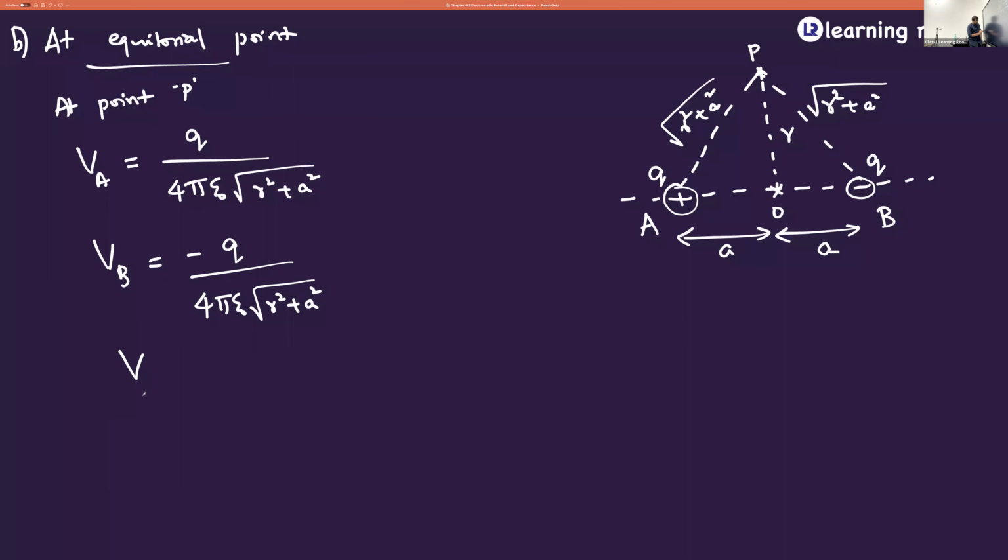So the total potential at point P is going to be equal to VA plus VB. If you observe, both are of same magnitude but opposite signs, so they get cancelled. So the answer is going to be 0. So the potential due to an electric dipole at equatorial point is always 0, meaning on this line, anywhere you take a point, the potential at that point is going to be 0.